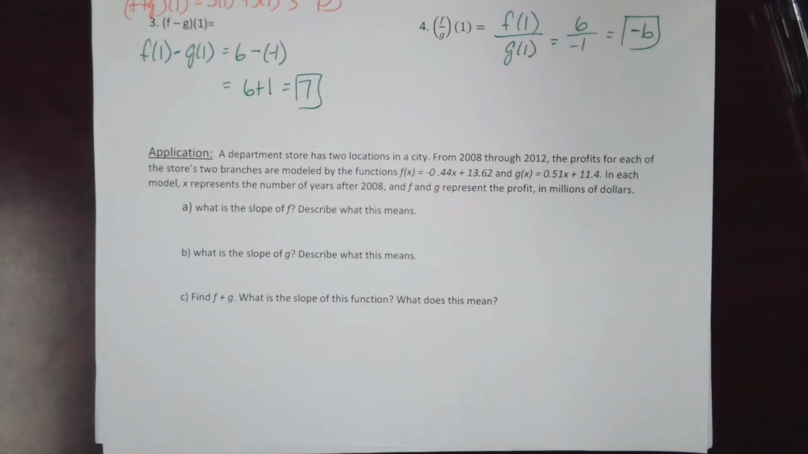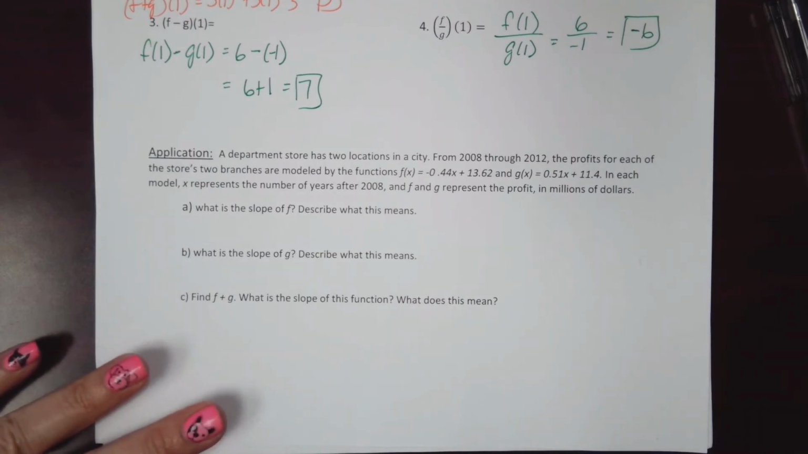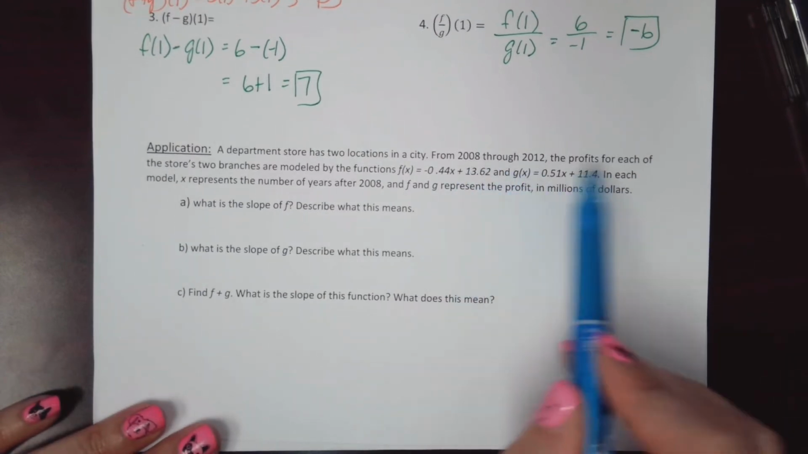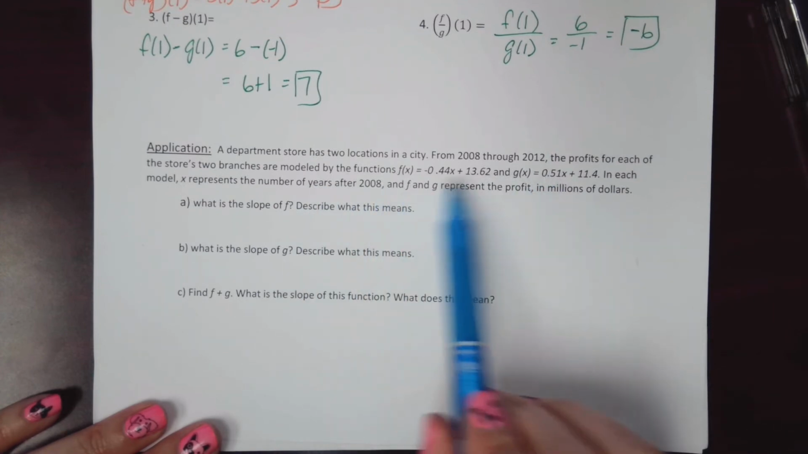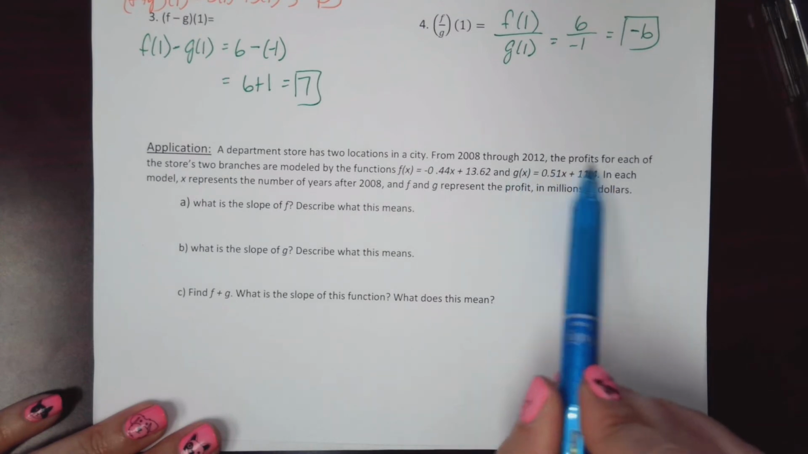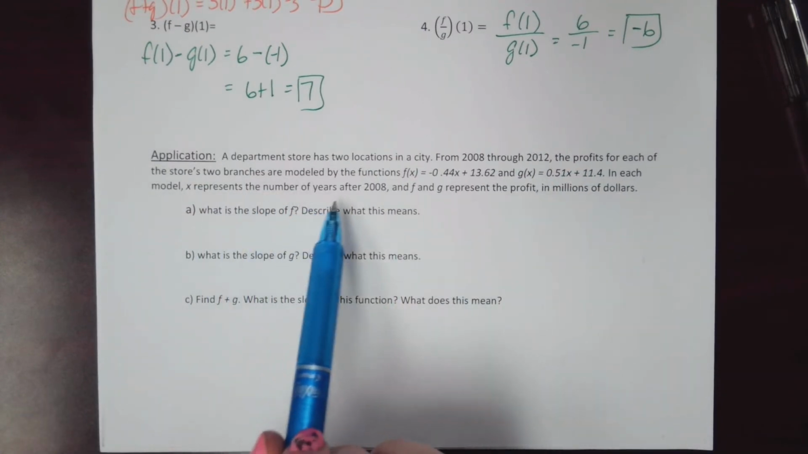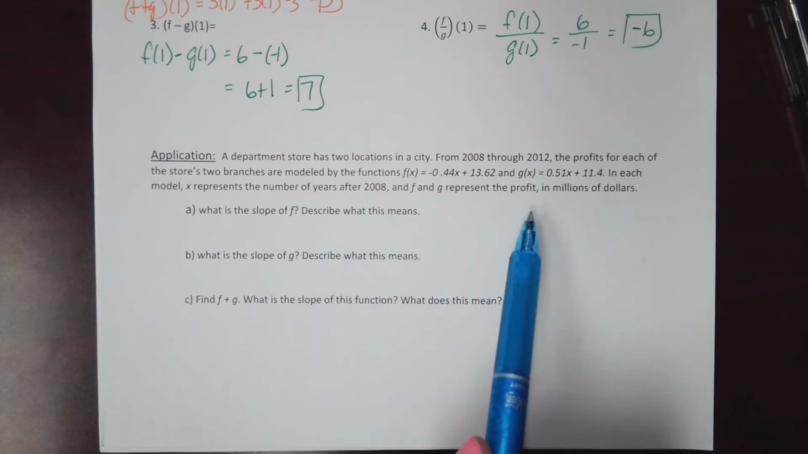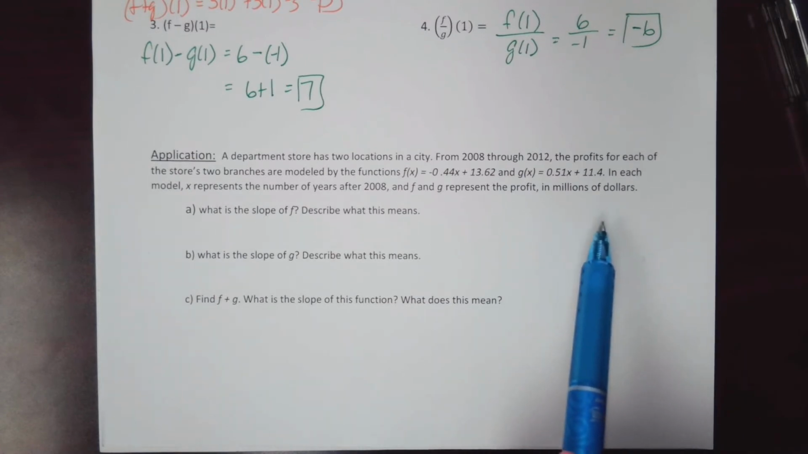All right, another application problem. A department store has 2 locations in a city. From 2008 to 2012, the profits for each of the store's 2 branches are modeled by these 2 functions. So this would be the model of profits for the first store. This would be the model of the profits for the second store. X represents the number of years after 2008. F and G represent the profit in millions of dollars.